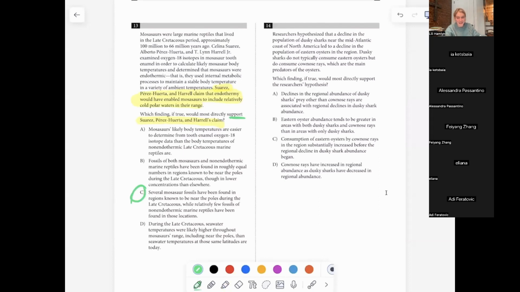So here the correct answer is C. They're saying that if these mosasaurs were endothermic, meaning that they produce heat from the inside like we do, they'd be able to go into colder places. So the evidence that would support this would be if their fossils were found in regions near the poles, cold places, in regions where there aren't non-endothermic marine reptiles. That would show that they were endothermic. Does that make sense? If there was this evidence where their fossils were being found.